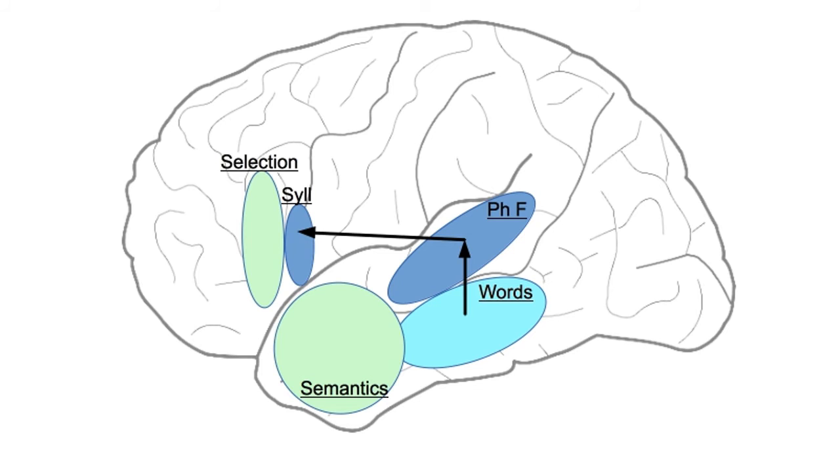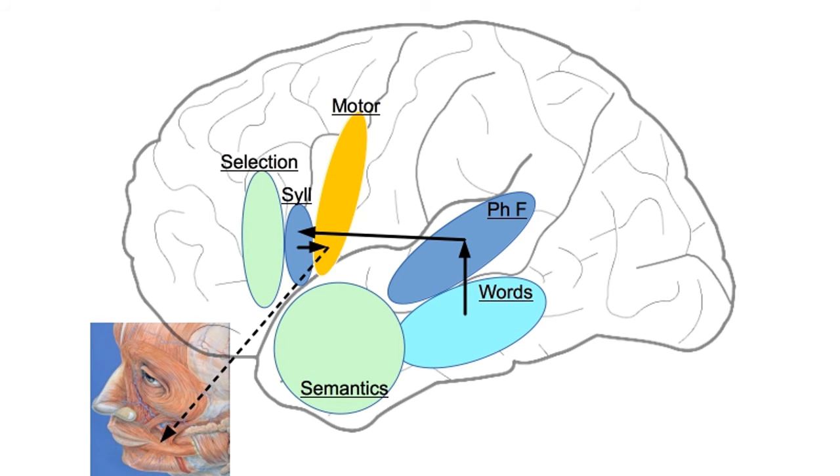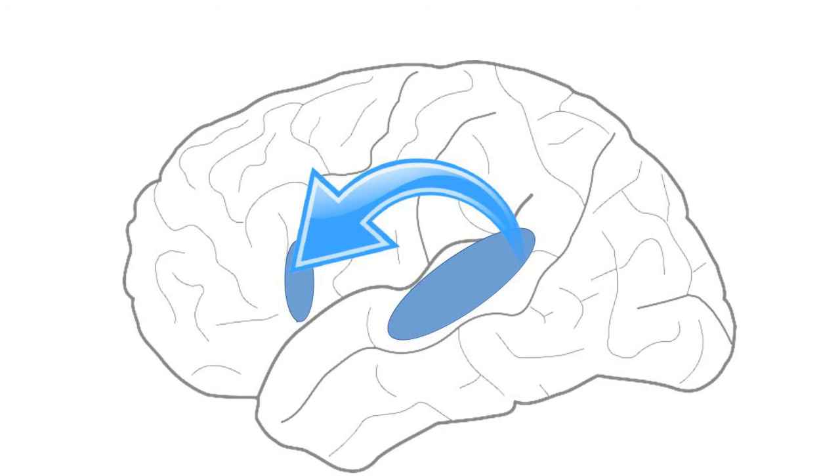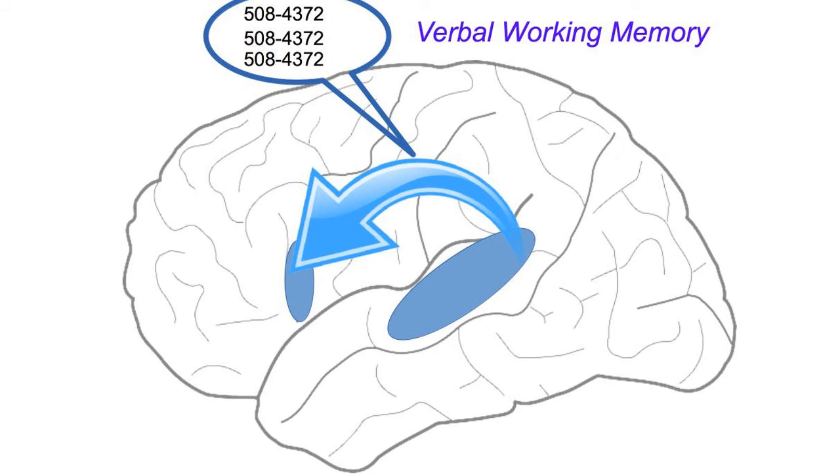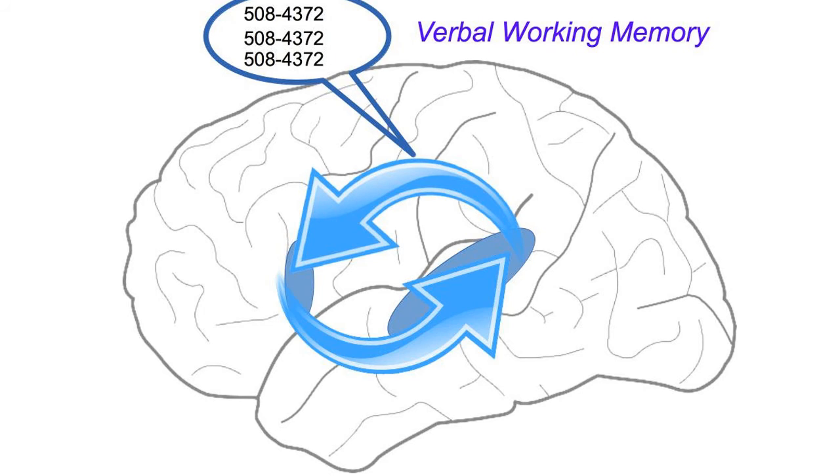This area translates the phonological features for each syllable into the motor commands that produce spoken syllables. The motor commands go out to the spinal cord and then to the muscles that control the mouth, tongue, and vocal cords. This pathway between the posterior and anterior phonological areas also supports verbal working memory, which is what you use when you repeat something over and over to yourself. Verbal working memory corresponds to a loop of activity between these areas.